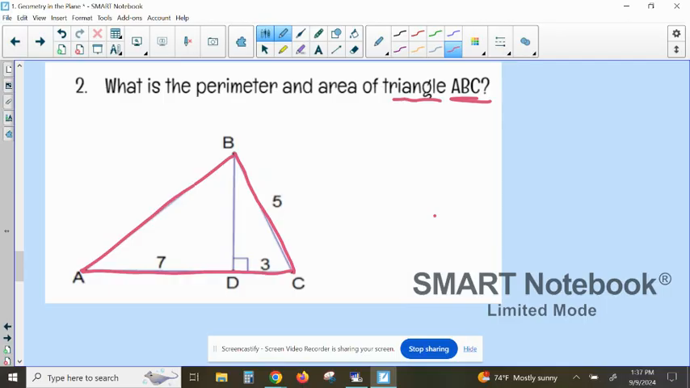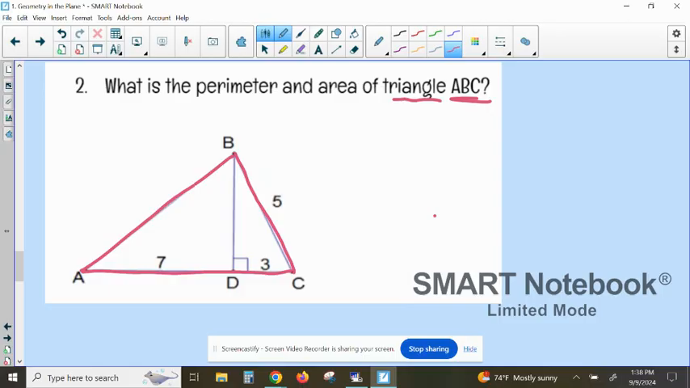The distance all the way around, right? So look at this pink guy. Do I have all the numbers to go around the outside of this? What do I have? I have a 7, then I have a 3, then I have a 5. Do I have that guy? No. So I can't find perimeter yet.